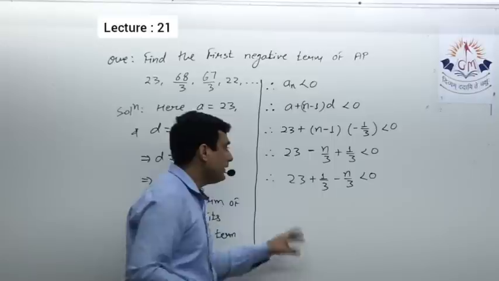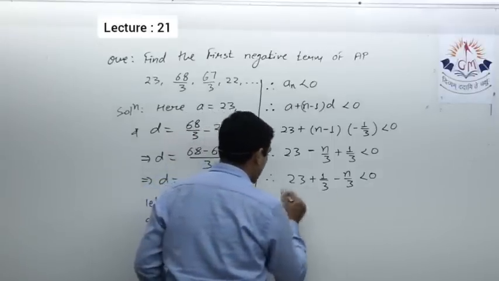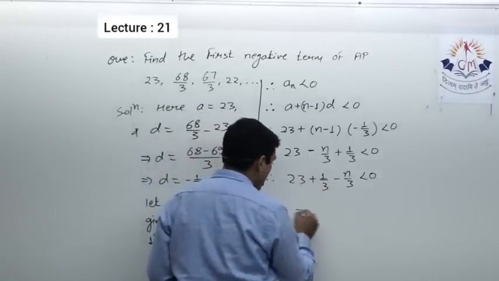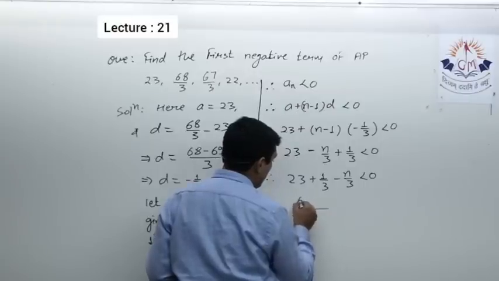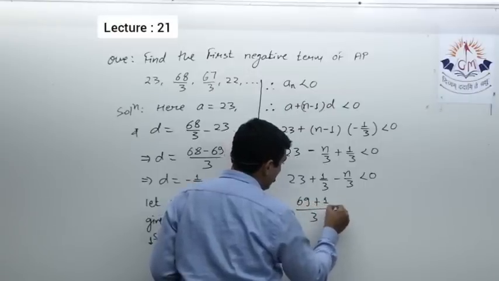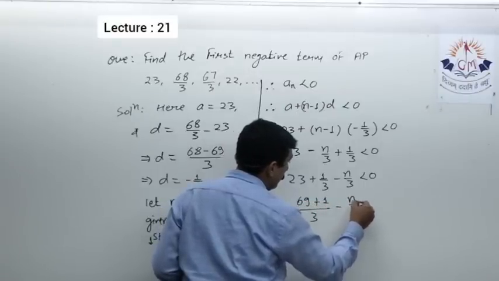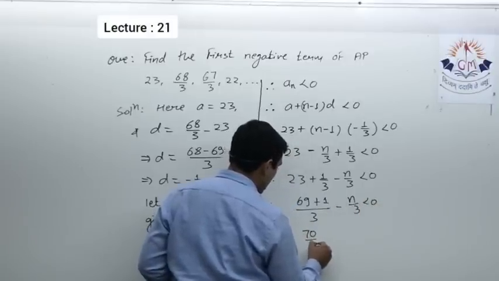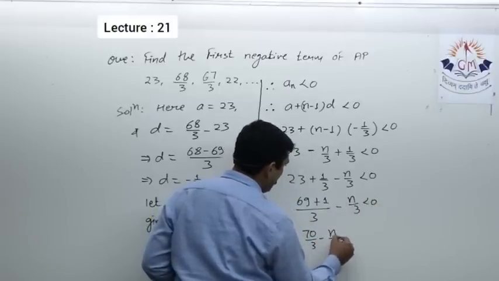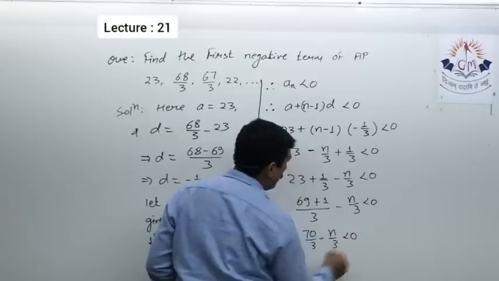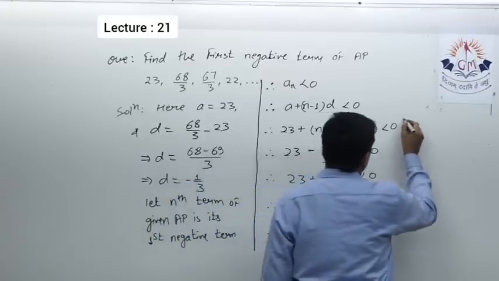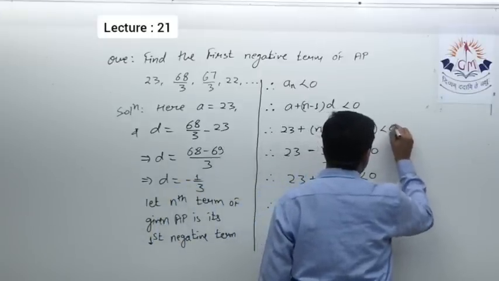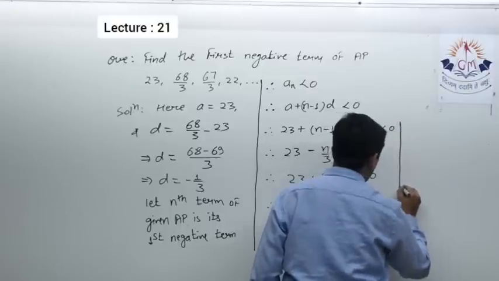Okay, now after that there are two ways to solve this. I will explain both. First I will simplify this. If I take LCM, so 69 plus 1 minus n by 3 less than 0. So here 70 upon 3 minus n by 3 is less than 0. Now if I take the LCM over here, so what I will get?